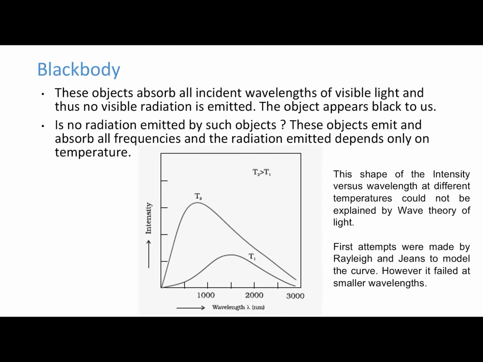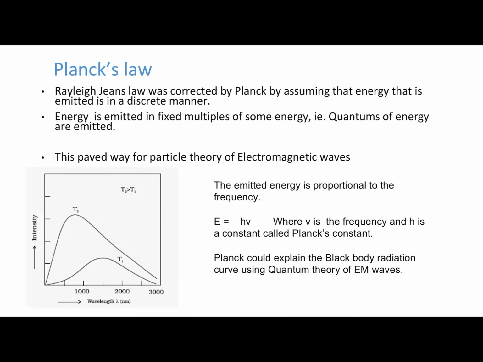This shape of the intensity versus wavelength curve at different temperatures could not be explained by the wave theory of light. First attempts were made by Rayleigh and Jeans to model the curve. The Rayleigh-Jeans law agrees with experimental results at larger wavelengths but strongly disagrees at short wavelengths. Its resolution came in 1900 with the derivation of Max Planck's law, which gives the correct radiation at all frequencies.